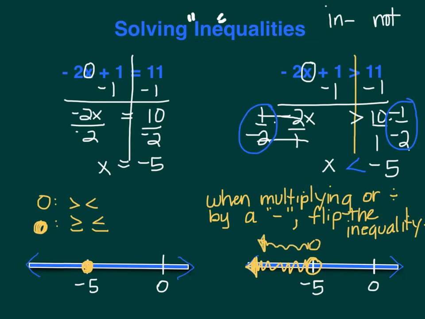But what this indicates is all of these solutions, if I were to put one of them in here, they would give me a number that's greater than 11. I can put -4.5, I can put -10.1, I can put -6. I just can't put any of these numbers above -5.